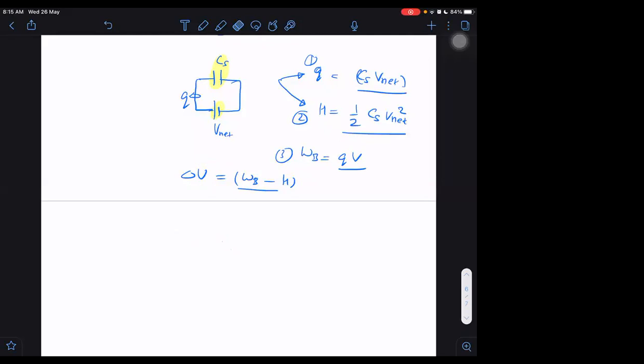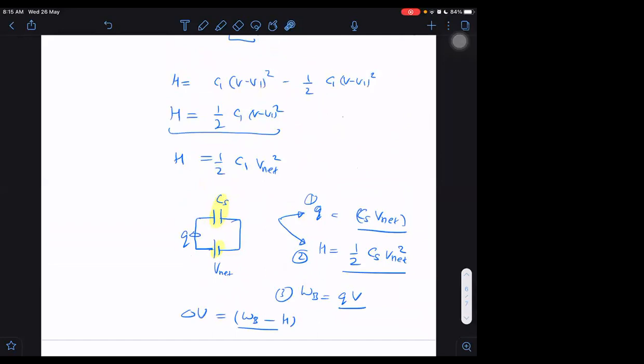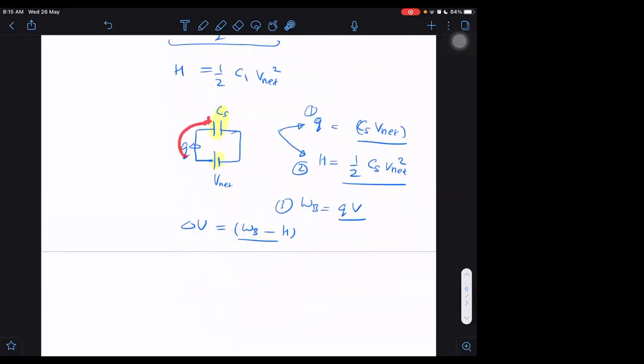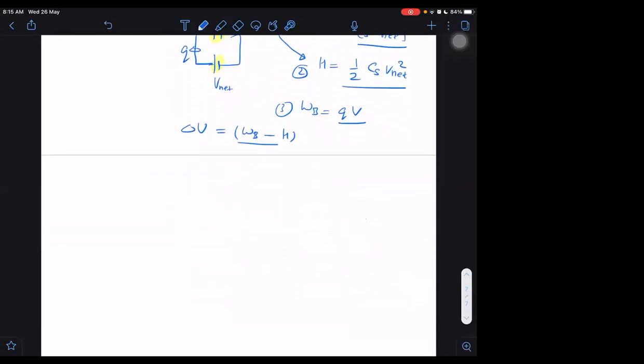And how to find the final charge? That I told you separately. How to find the final charge? Initial charge plus the charge supplied. So it will be like this.